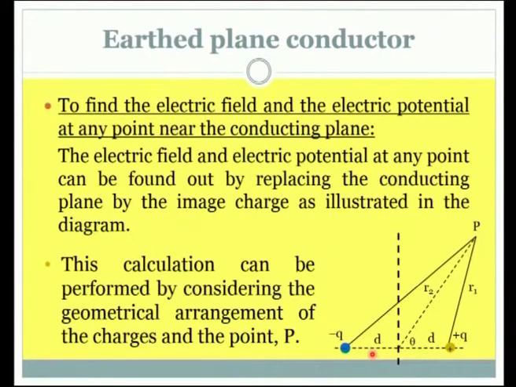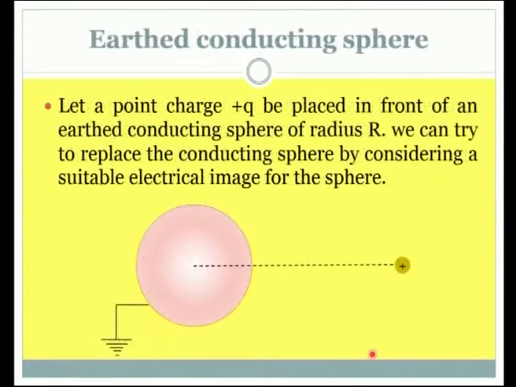Now, we will go ahead with the conducting sphere. Let a point charge plus q be placed in front of an earth conducting sphere of radius r. We can try to replace the conducting sphere by considering a suitable electrical image for the sphere. So, this is the arrangement. We have a positive charge here which is plus q, and this is the sphere, this has radius r, which is connected to the earth.